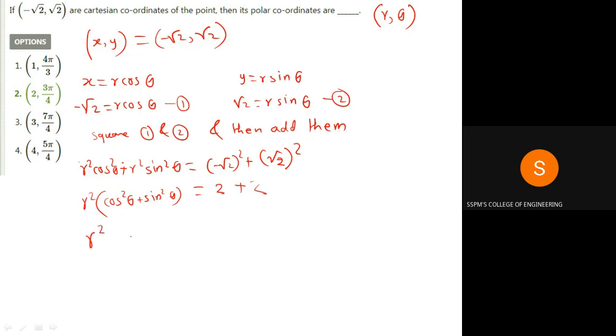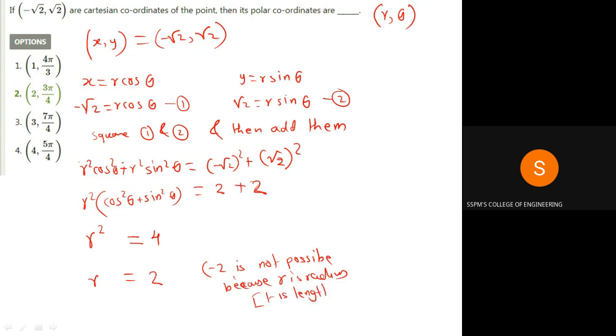R square is equal to 2 plus 2, which is 4. So r is equal to 2. It cannot be negative. Minus 2 is not possible, because r is radius, it is a length. That's why we cannot take the value of minus 2. And cos square theta plus sin square theta is 1, so we have neglected it. So r square is equal to 4, r is equal to 2. This option contains 2, so you can directly say that this option is the correct one.